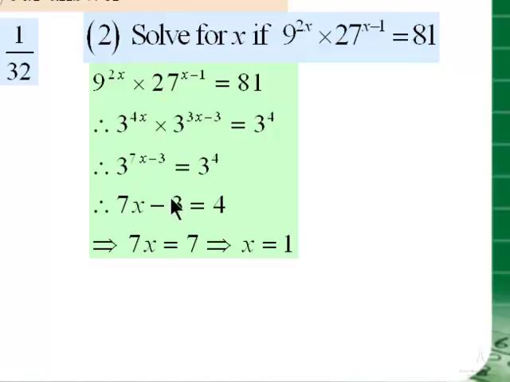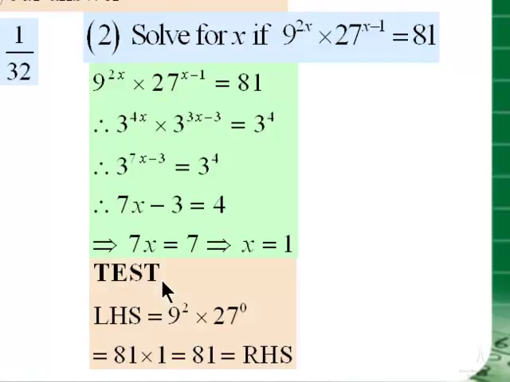So in other words, 7x minus 3 must be 4. 7x is therefore equal to 7. x is therefore equal to 1. You should know how to solve a simple linear equation in one unknown. How do we test it? Well, the left-hand side, if we replace the x by the suggested solution, you get 9 to the power 2 and 27 to the power 0. And 9 to the power 2 is 81 and 27 to the power 0 is 1, and that is 81, and that's equal to the right-hand side. So we know that x equals 1 is the correct solution.